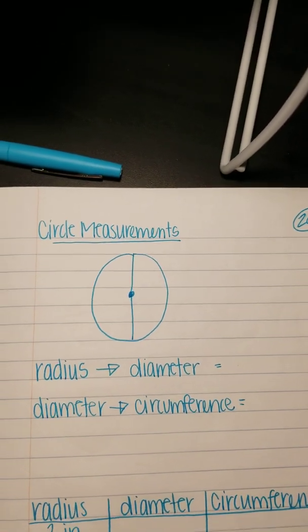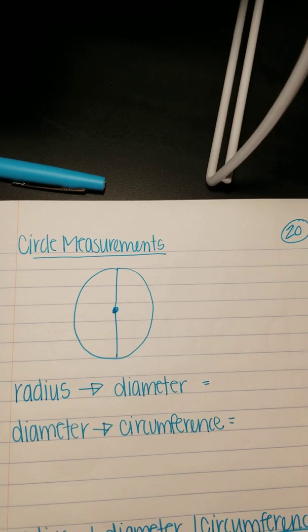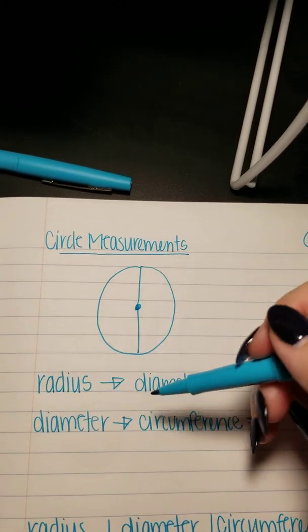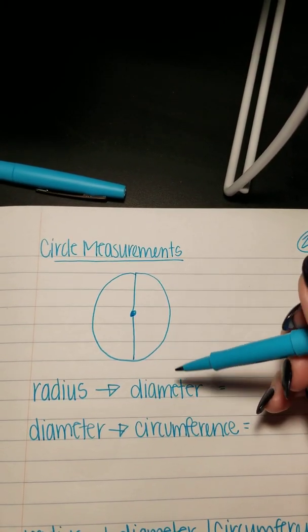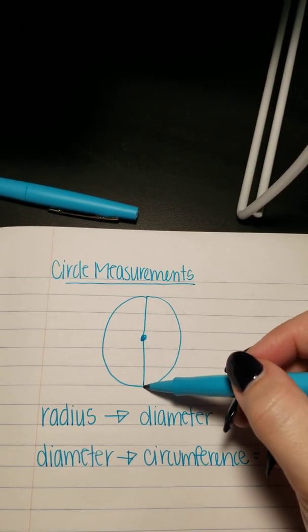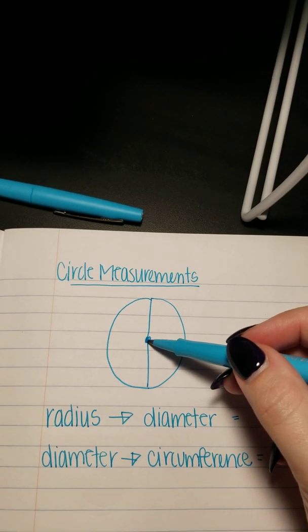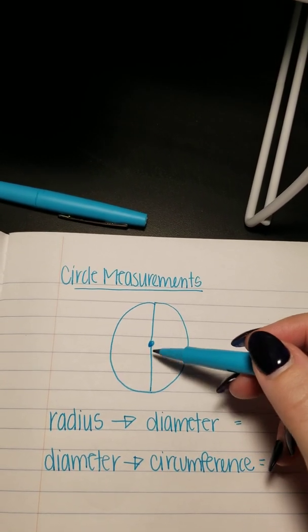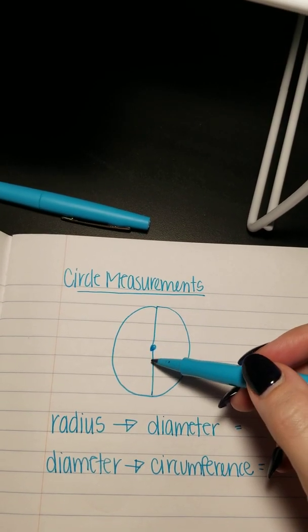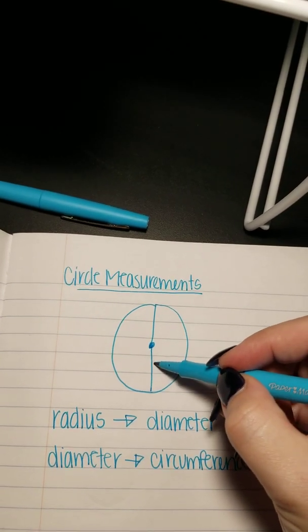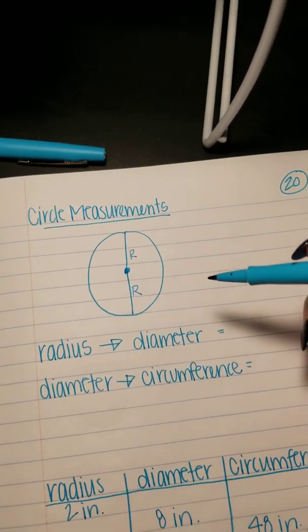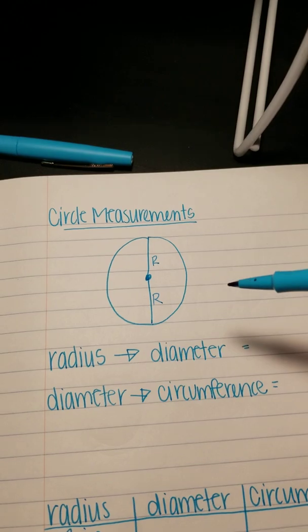All right, today we're going to talk about circle measurements and the relationships between the radius, diameter, and circumference. If you look at your picture, I'm putting it in pictures and also in words. A radius has one endpoint on the circle and one endpoint at the center. The diameter has two points on the circle, and it has to go through the center. So this is a radius and this is a radius. I have two radii, and together that makes a diameter.